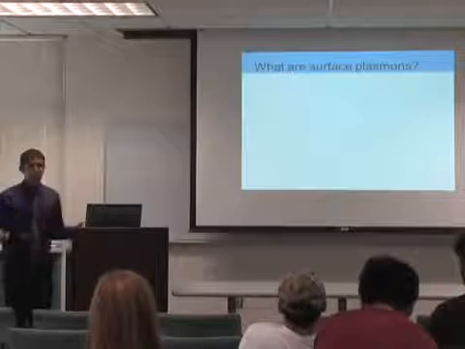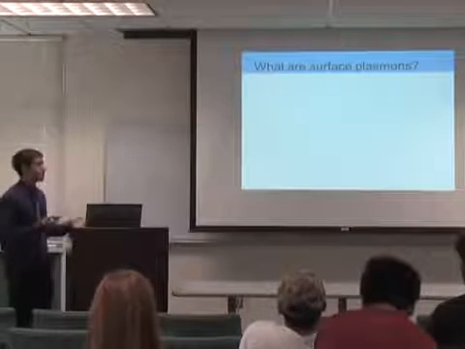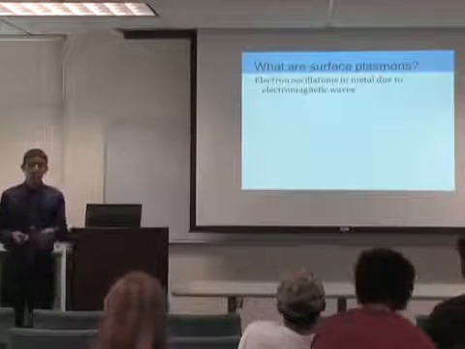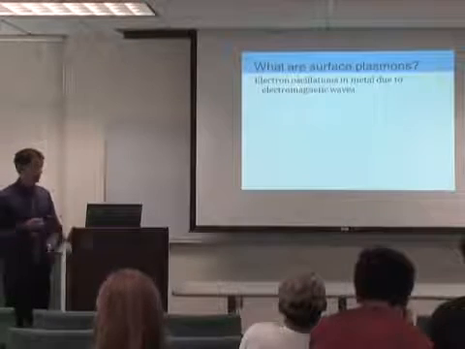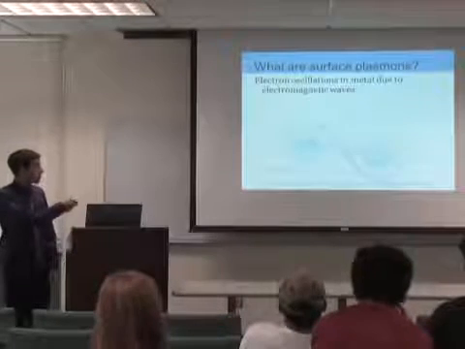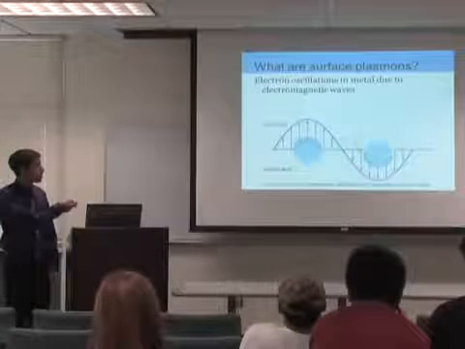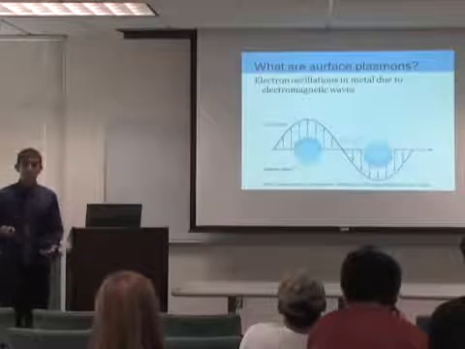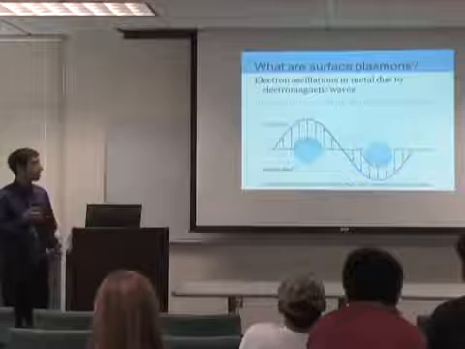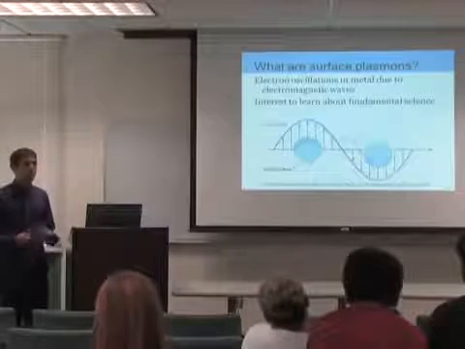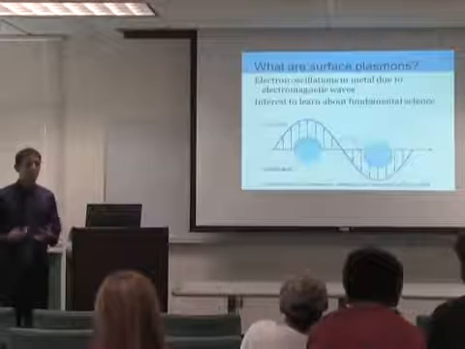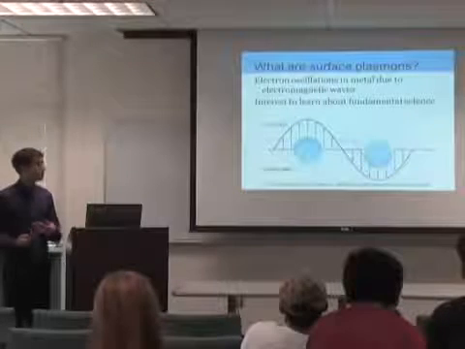So first off, what are surface plasmons? Surface plasmons are electron oscillations that occur in metal at the nanoscale level due to electromagnetic waves. You can see here how the electrons in the metal oscillate with the oscillating electric field of light. Although we've known about these surface plasmons for a great deal of time now, there's still a lot more that we can explore with them and see how we can tune them to our own benefit.